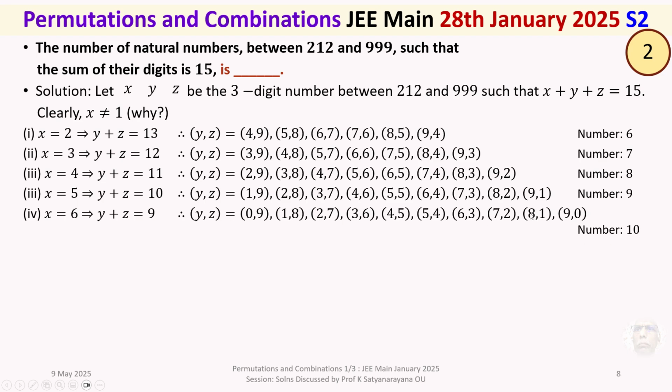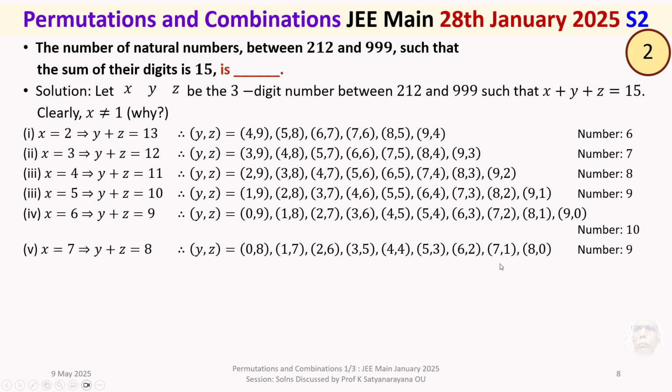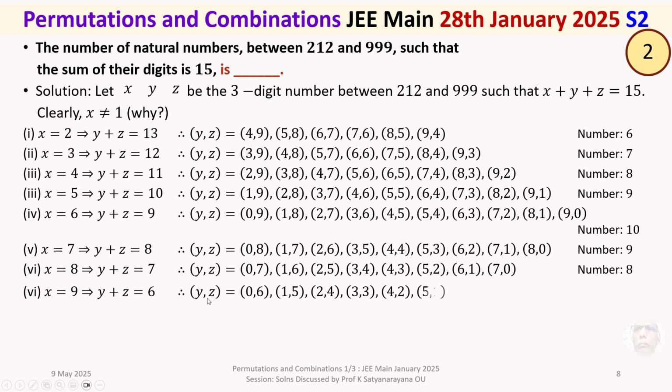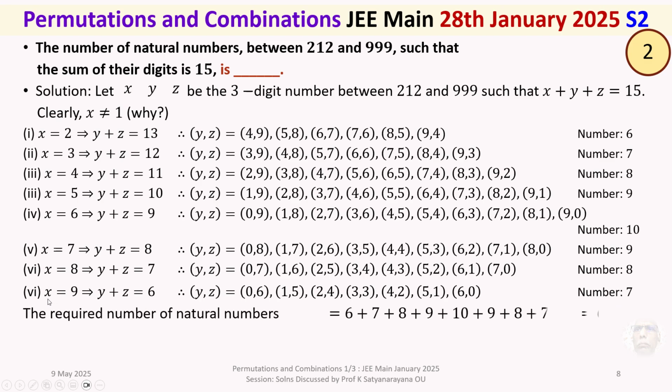You can count. Now x is equal to 7. Y plus z is equal to 8. Y comma z will be 0 comma 8, 1 comma 7, etc., 7 comma 1, 8 comma 0. They are 9 in number. X is equal to 8. Y plus z is equal to 7. Y comma z will be 0 comma 7, 1 comma 6, etc., 6 comma 1, 7 comma 0. They are 8 in number. When x is equal to 9, y plus z is equal to 6, then the number is 7. So we can't take x equal to 10.